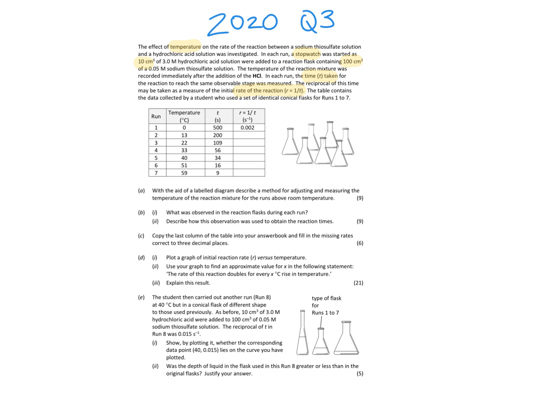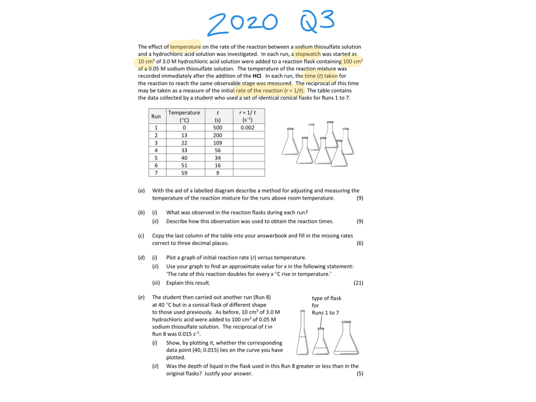The table contains data collected by the student who used a set of identical conical flasks for runs 1 to 7. So we can see here that they have a table, and on the table they give you the run number, they give you the temperature in degrees Celsius for each run, and they give you the time, how long it took for each run to occur.